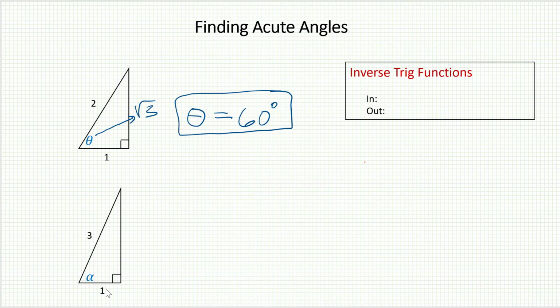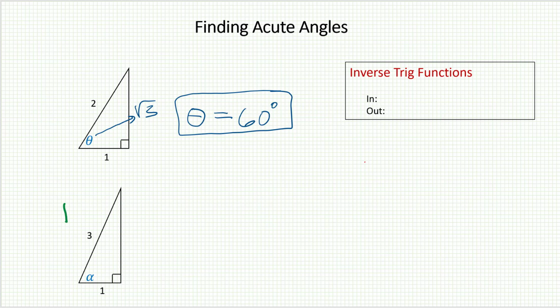Okay, but what about this second example? Here I have a triangle. I've got a 1 here, a 3 here. There is no special triangle that I know of. How can I find this angle alpha? Well, this is where trig comes in. Is there a trig function I know of that links up the 3 pieces shown in this triangle?